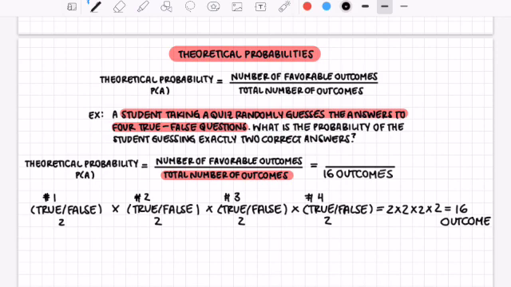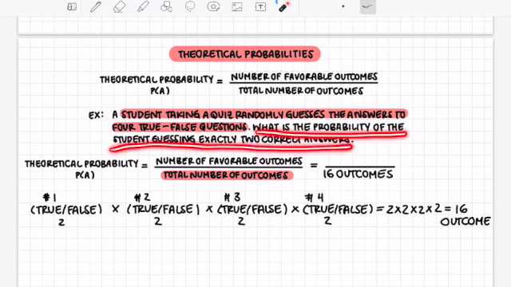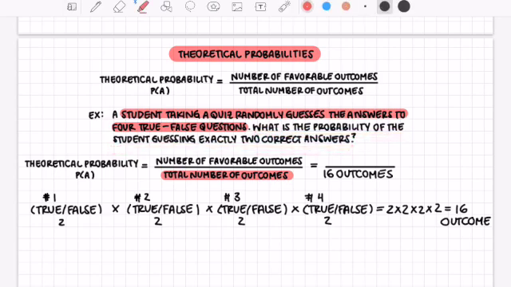Okay. All right. Now comes the part that they're asking for, which is asking what is the probability of the students guessing exactly 2 correct answers. And so that would be the top part of our fraction, specifically looking at those 2 correct answers, and it has to be exactly those 2 correct answers. So you can only receive 2 answers being correct in this type of situation.